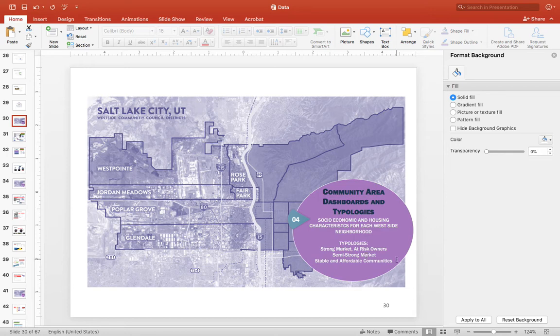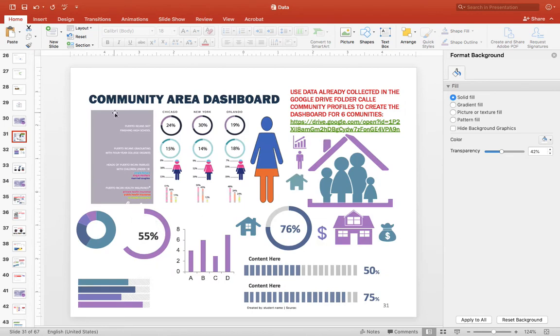Then we have stable and affordable communities. So these are places where there might be a lot of renters, a lot of immigrants might be moving there. The prices are pretty affordable. And part of the idea that we will see is how you have different strategies depending on the neighborhood. So here, the data I already collected.